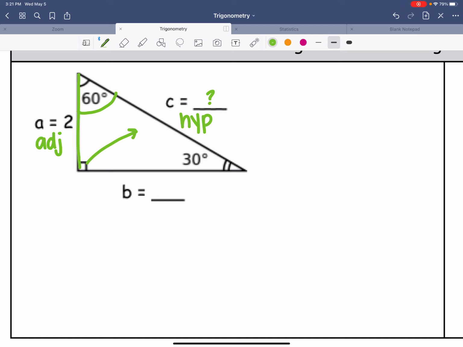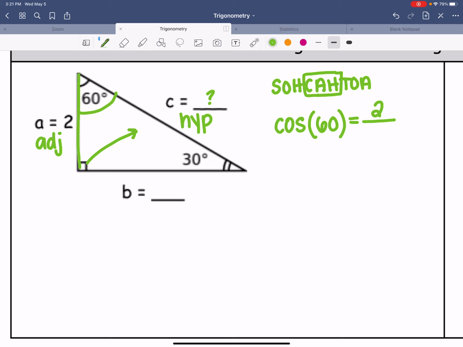So if the adjacent and hypotenuse are the sides that we're looking for, and we have that 60-degree angle, we would set up, based on SOHCAHTOA, if I have the adjacent and the hypotenuse, I would need to use cosine. So the cosine of that 60-degree angle is going to be equal to the adjacent over the hypotenuse. The adjacent side is 2, and the hypotenuse, we don't know. We're going to call it x.